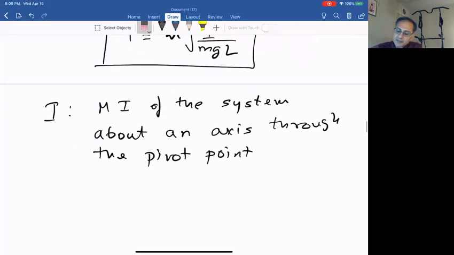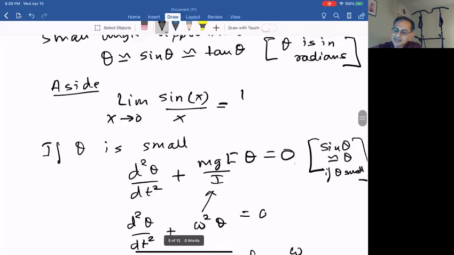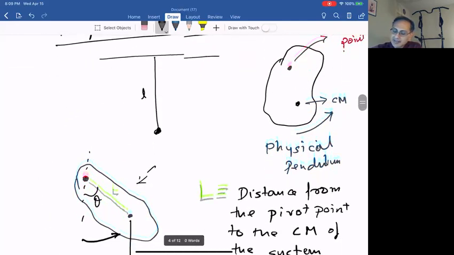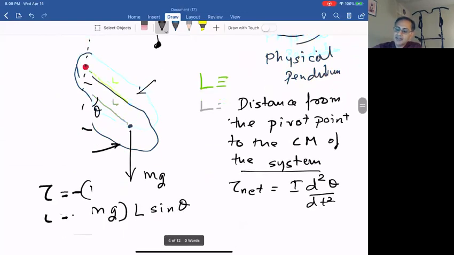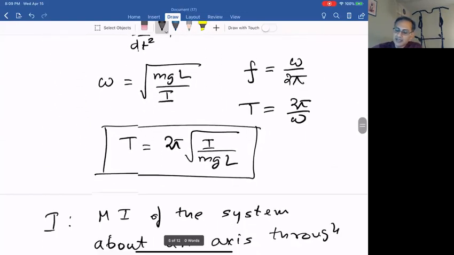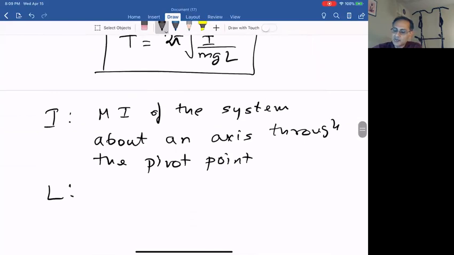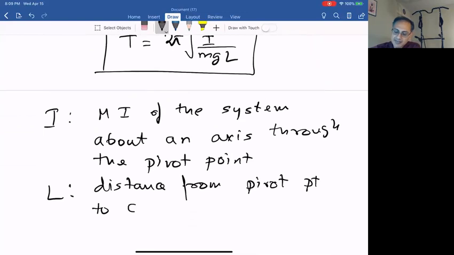And another thing to be careful about is L. So what was L again? L is the distance. I wrote down the L right here. L is the distance from the pivot point to the center of mass of the system. So when you're using this formula for the time period, please make sure that you know which I to use, what is the correct I to use, and what is the definition or the meaning of L: the distance from the pivot point to the center of mass of the system.